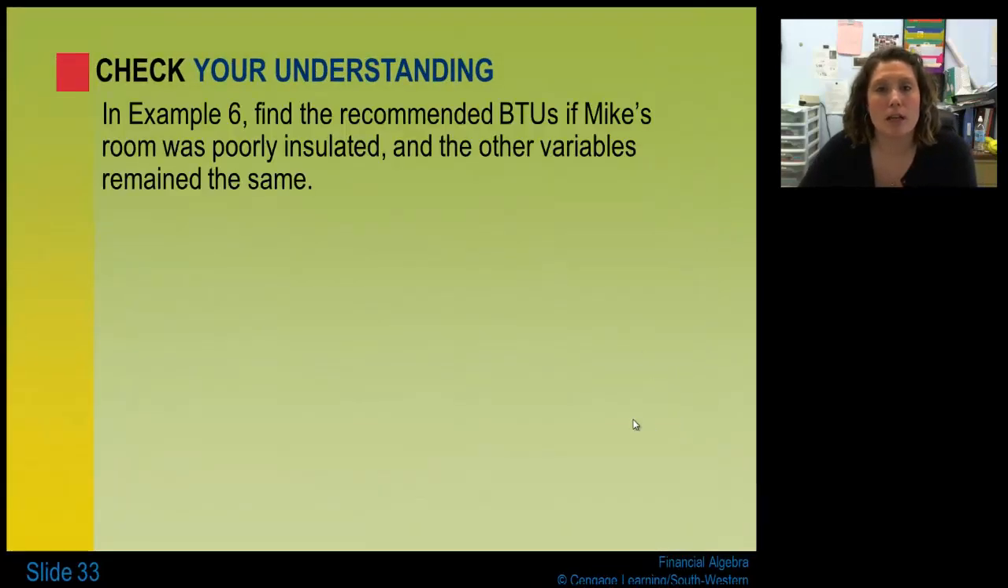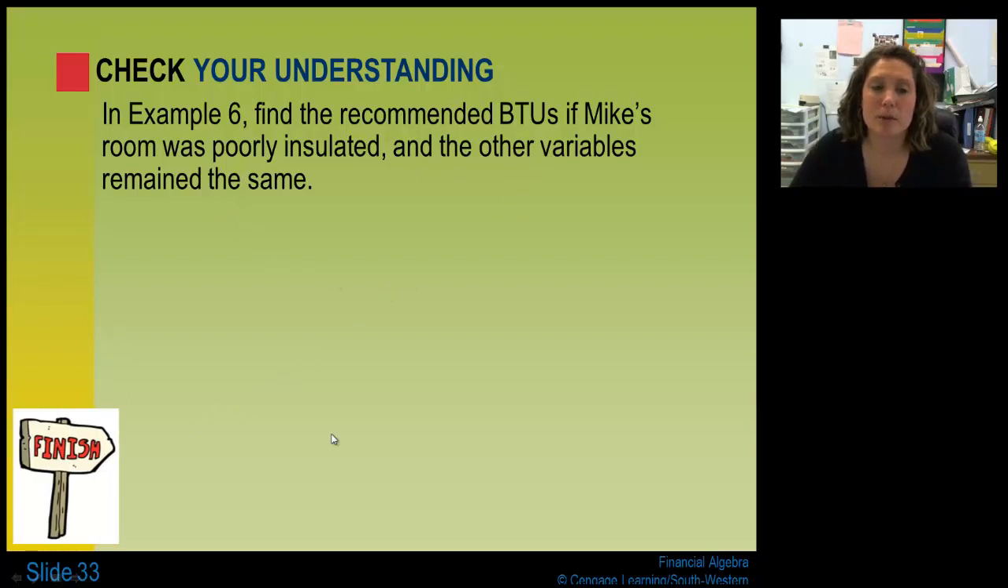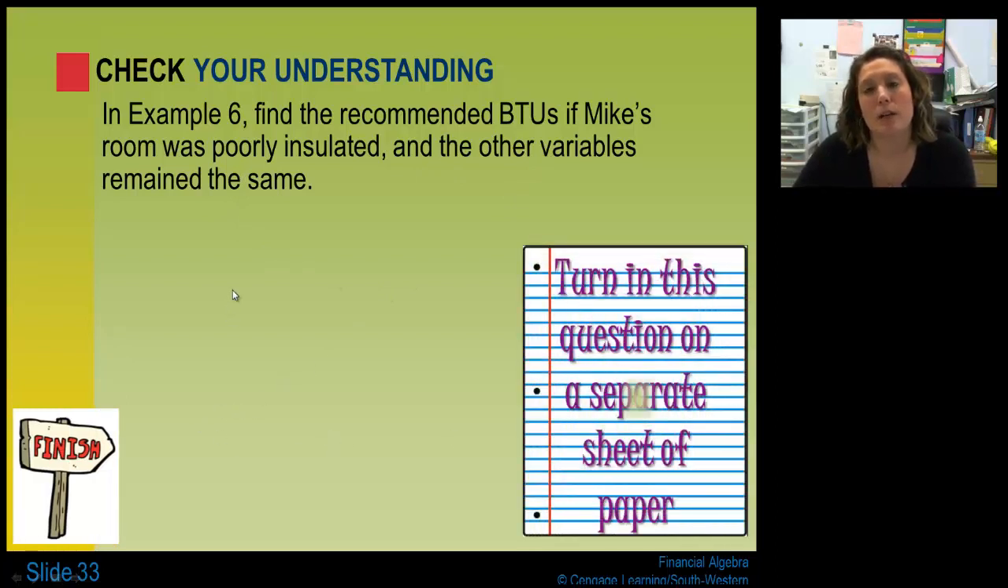For the check your understanding, in example 6, find the recommended BTUs if Mike's room was poorly insulated, and the other variables remain the same. So you need to finish this question and turn it in on a separate sheet of paper as well, please. So you're going to go back and you're going to use that BTUs equals W H I L E divided by 60. And that is all.